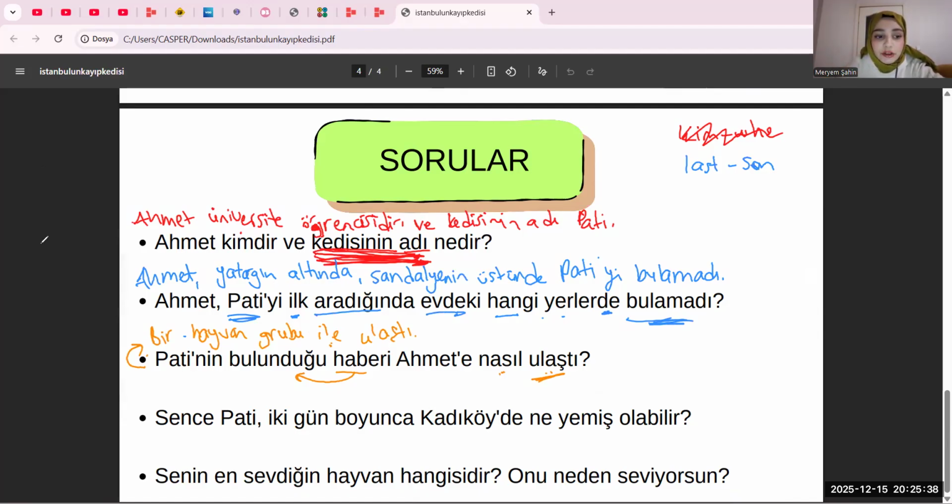Sence, fourth question, sorry. That's a good color by the way. Sence is for your opinion. Pati 2 gün, 2 day boyunca. Boyunca means during. So during 2 days Kadıköy'de, at Kadıköy, ne yemiş olabilir. It's like a possibility, you know? It's putting a possibility. So what it could eat, but what is your opinion that Pati ate in Kadıköy.